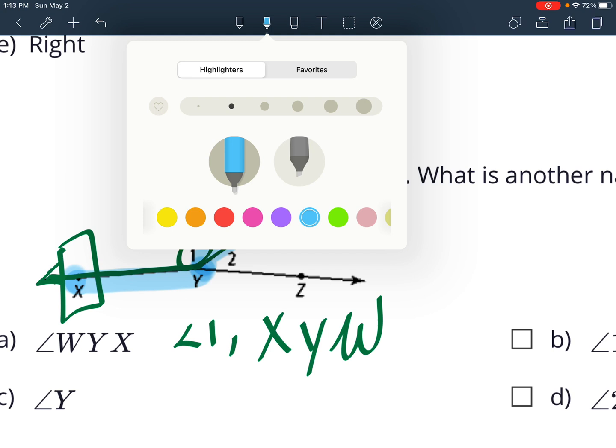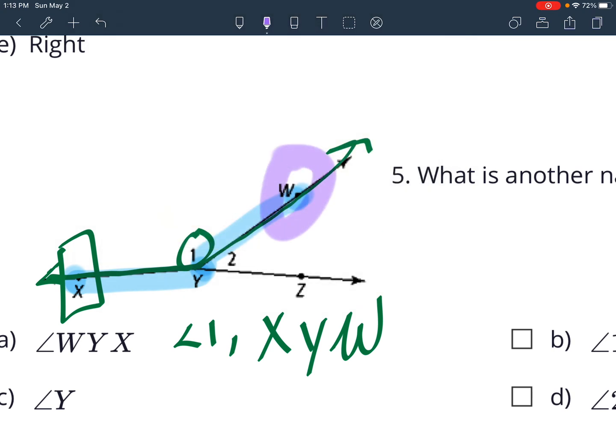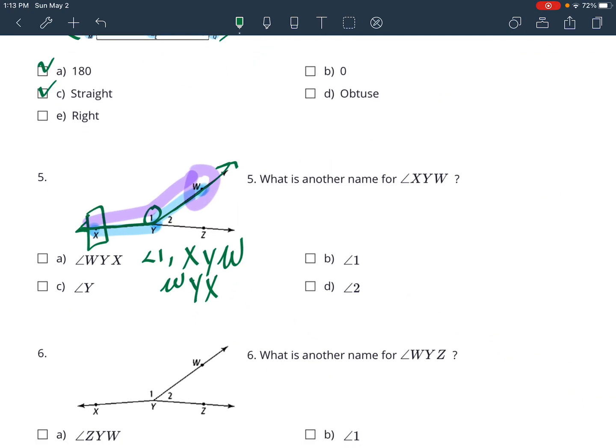Or vice versa. Start at W. Follow the line back down now. So from W, you're going to go to the Y and then to the X. So W, Y, X. All those are the ways you name this angle. They already told us about X, Y, W. So we need angle 1, which is letter B. And then we need W, Y, X, which is letter A. So again, 2 answers here, A and B.